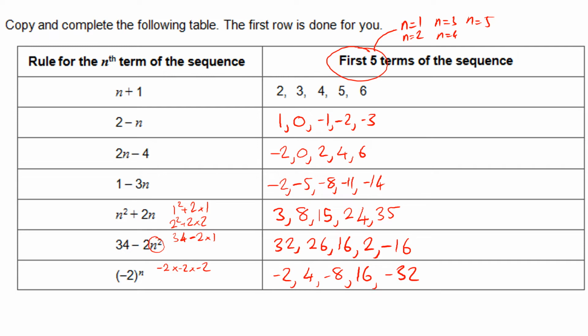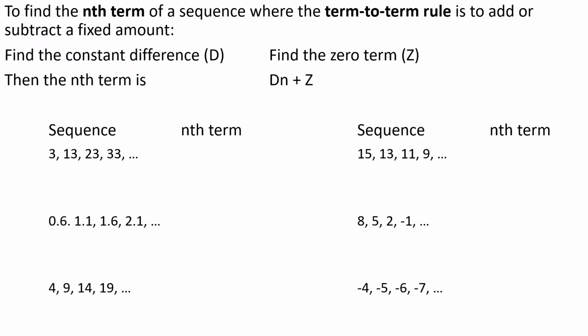Okay, so let's talk linear sequences. So specifically, we're going to focus on the nth term of a linear sequence here. And a linear sequence, or an arithmetic sequence, is where the term-to-term rule is adding or subtracting, so plus 3 or plus 7 or whatever. So there are two things we need to do. We need to find what's called the constant difference, that's how much it's changing by, and we need to find something called the zero term, which I'm going to define on our examples here. And then our nth term just looks like dn plus c.